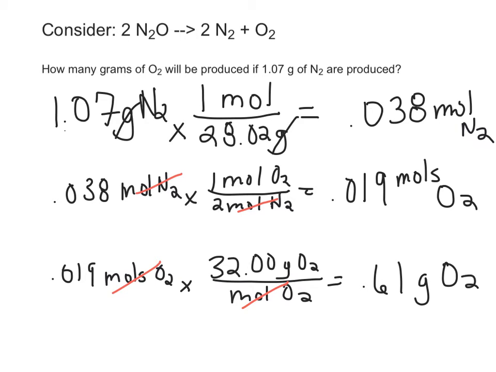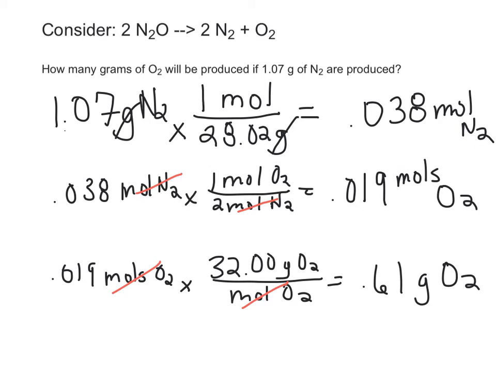So by following through these steps, we were able to take 1.07 grams of N2. We were able to convert that 1.07 grams to 0.038 moles of N2. We then took those moles of N2 and converted them using a conversion factor to 0.019 moles of O2. And this middle equation really tells us that for every 0.038 moles of N2 that we receive, we're also going to receive 0.019 moles of O2, which is essentially a 2-to-1 ratio. We then take our 0.019 moles of O2 and we convert it using the molar mass of O2 back to a mass of 0.61 grams of O2. So these would be all of the steps that I would expect to see from you if you're doing this problem telling me how many grams of O2 will be produced if 1.07 grams of N2 are produced.